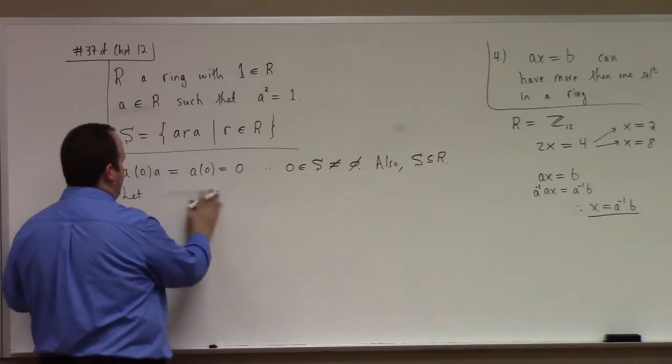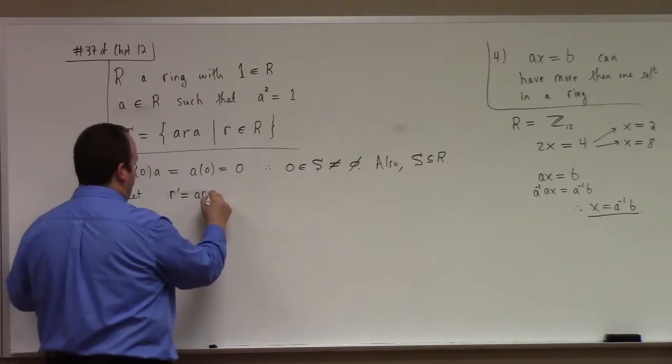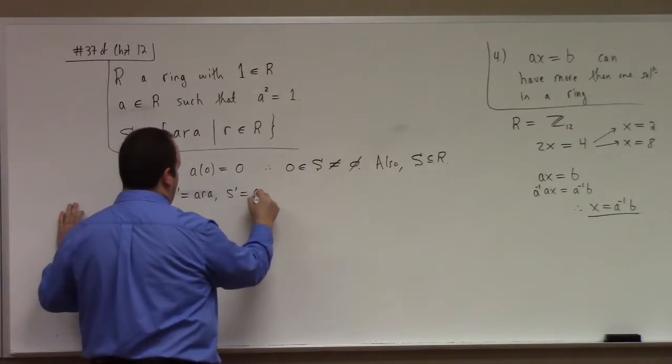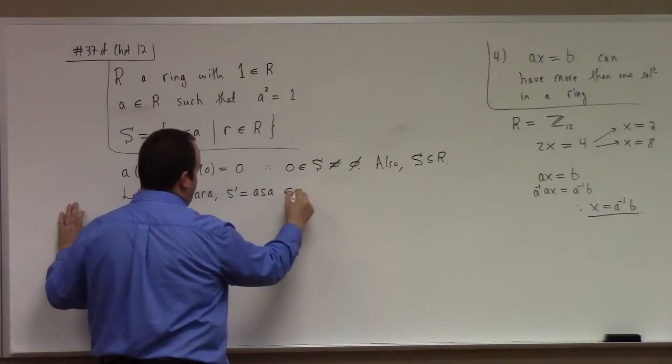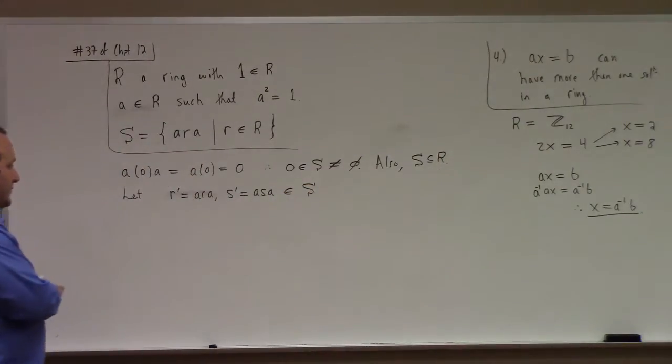Well, fine. Let me say it this way. Let R prime equal ARA, and S prime equal ASA be elements of the subring, right? So those are two arbitrary elements of the subring. Or if you want, you could say let S prime and R prime be elements of the subring. Because they're elements of the subring, there has to exist an R and an S for which S prime is equal to ASA, and R prime is equal to ARA. I mean, that's what I'm saying with this statement.